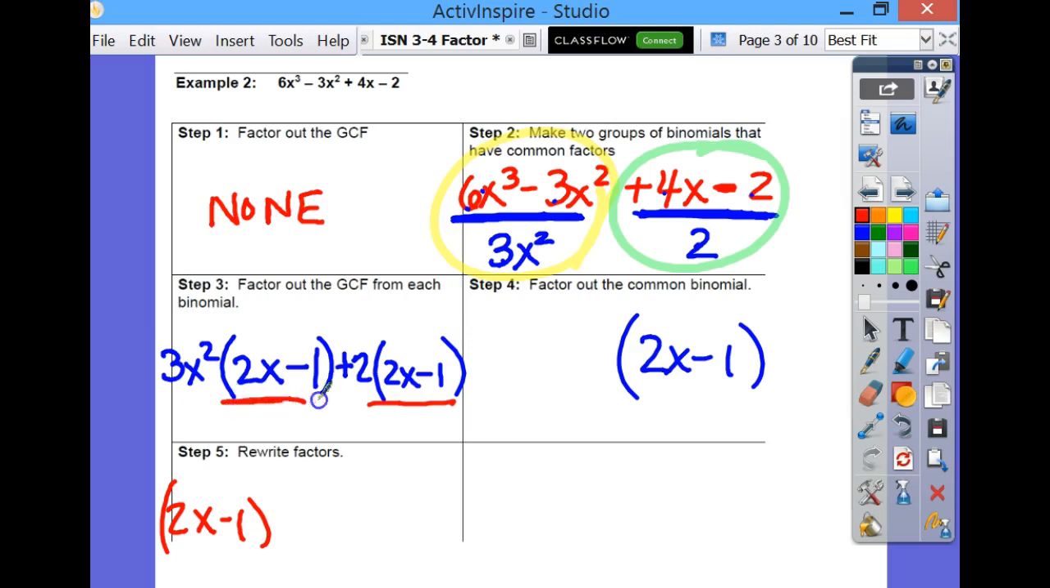If I factor this out, the 3x squared is left. If I factor this out in front, the plus 2 is left. This term and this term go together to make the second term of your factoring.